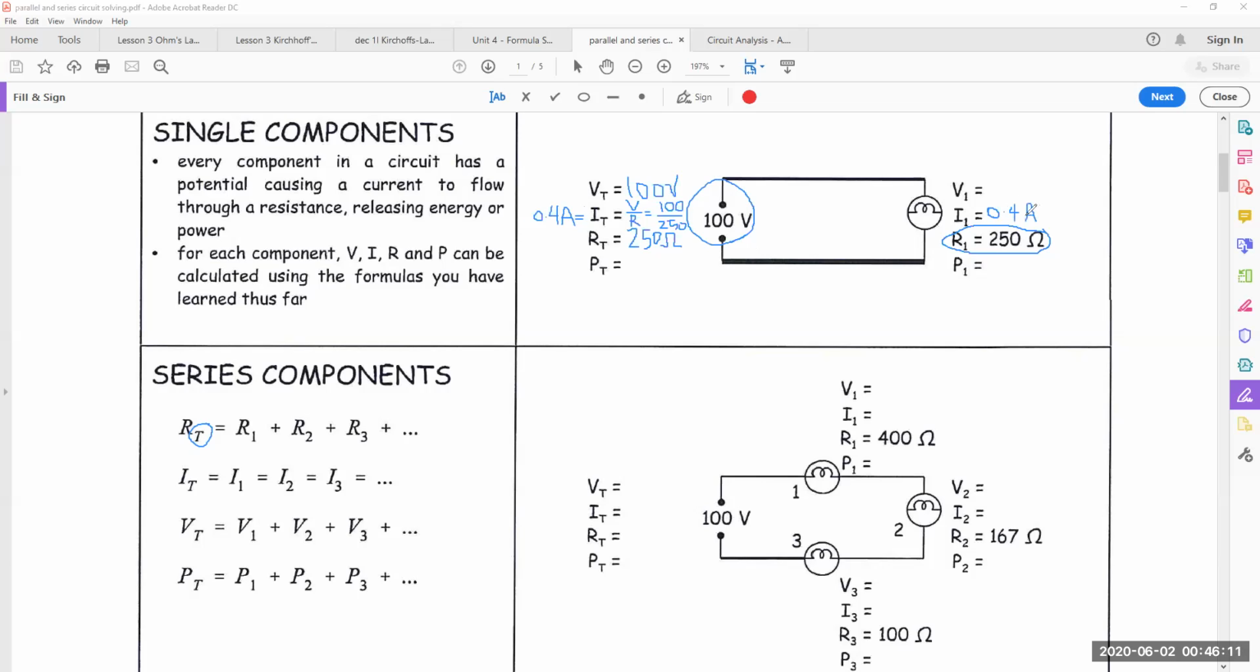Now, what's going to happen? Power here is equal to V times I. So now I have my current. Now I have my power, so it's going to be equal to 100 times 0.4. So the answer is going to be 40 watts.